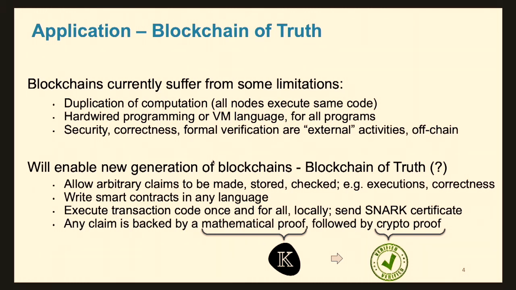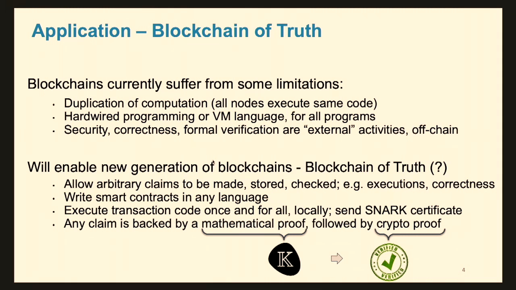For example, if we audit a protocol, we don't have to generate a PDF anymore. We can put a cryptographic certificate on the blockchain that that smart contract is correct with respect to a certain specification. It's a correct implementation of ERC20. You saw the ERC-X tool. They can generate a certificate, and then that certificate can go on the blockchain, and that's the argument why that is correct. Also, you execute transactions only once and for all.